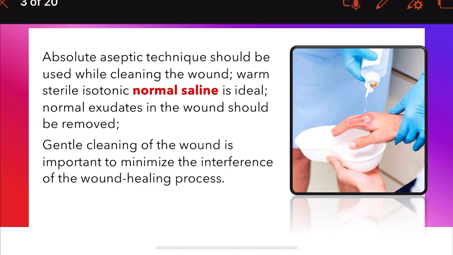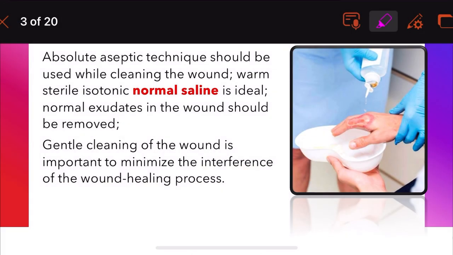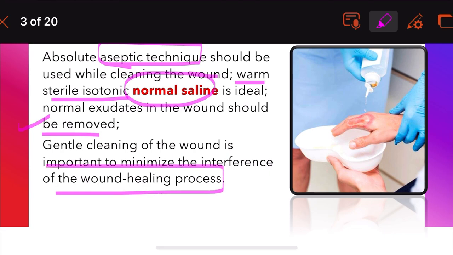What do you use to clean the wound? You have to use an absolute aseptic technique to clean the wound, and the ideal solution is normal saline, which is warm, sterile and isotonic. The normal exudates in the wound should also be removed like we discussed previously. Gentle cleaning of the wound is required to minimize the interference with the wound healing process.